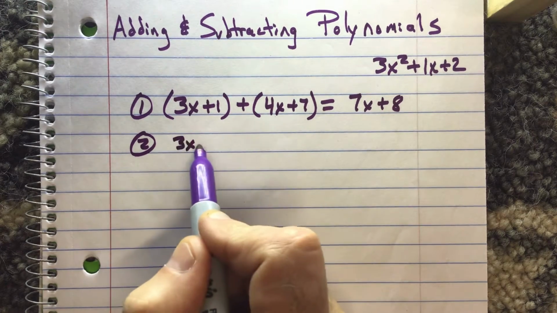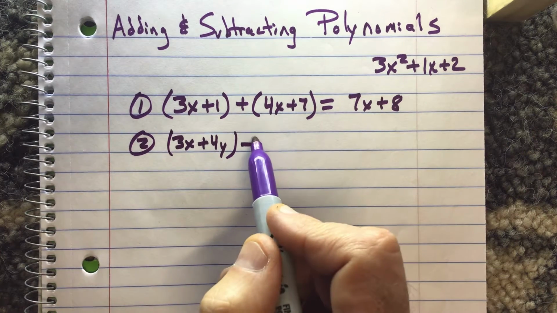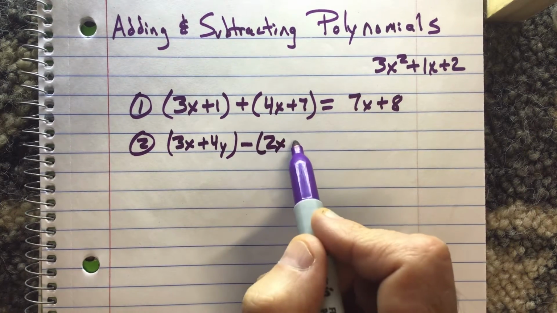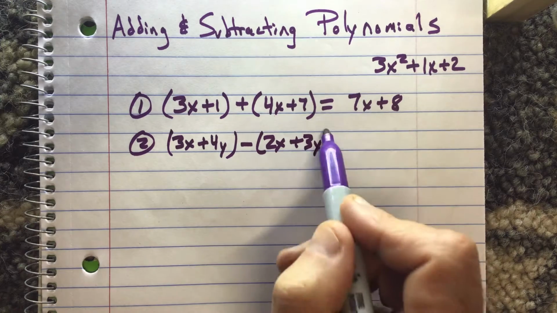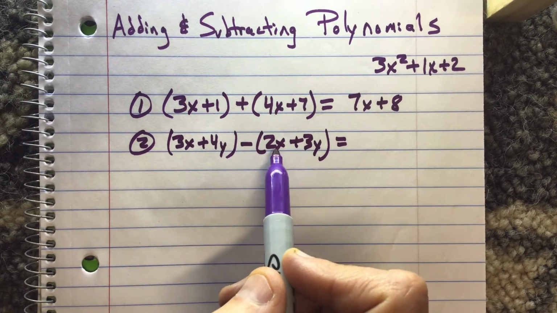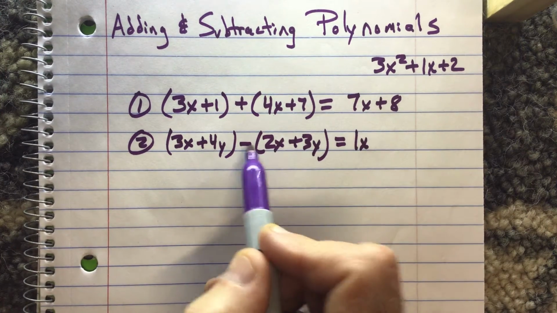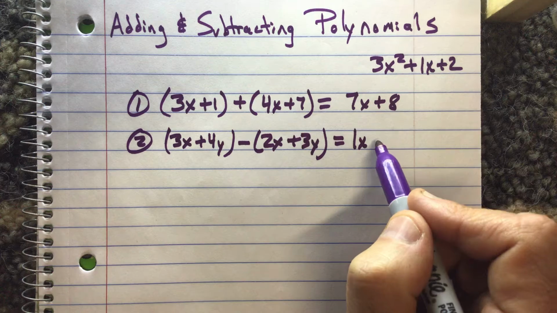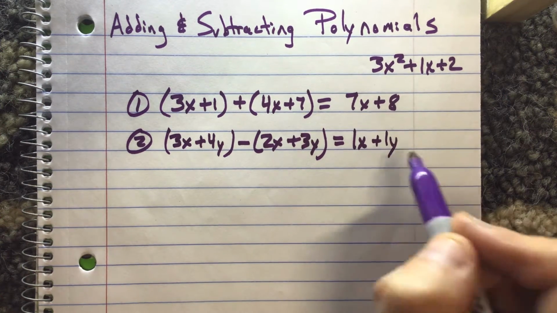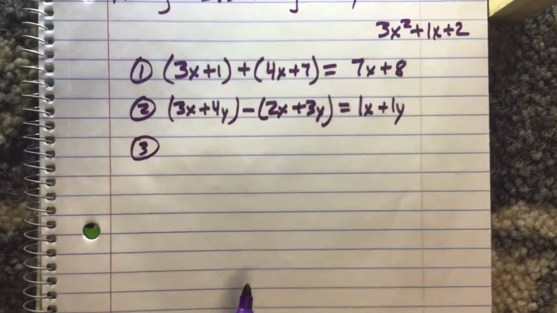3x plus 4y minus 2x plus 3y. So 3x minus 2x is 1x, and 4y minus 3y is 1y. Okay, another example.